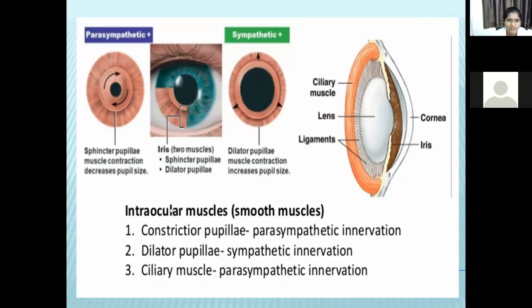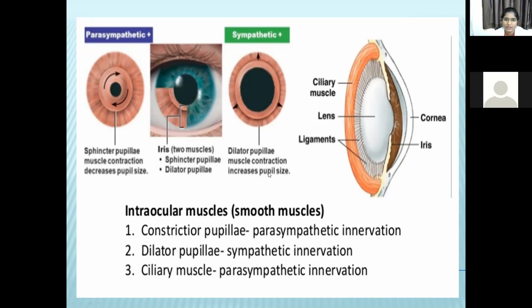So here you can see the two muscles present in the eye, and one more muscle, the ciliary muscle, is also present in the eye. Here you can see the miosis by contraction of the sphincter pupillae. Here you can see mydriasis. This is the dilatation of the pupil due to contraction of the radial muscle or dilator pupillae muscle. So it increases the pupil size, which is called mydriasis. It is innervated by the sympathetic nerves.